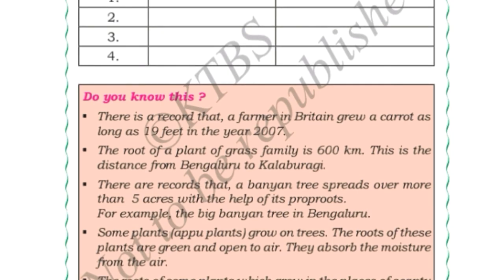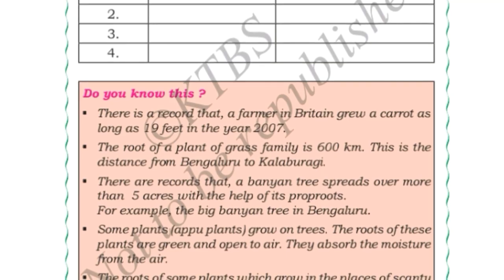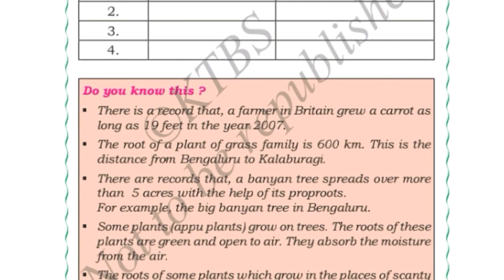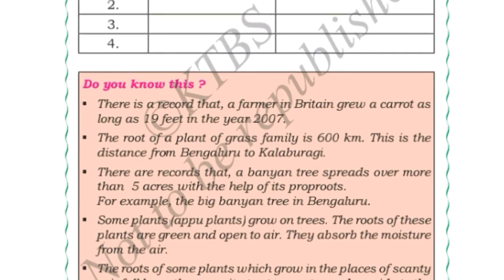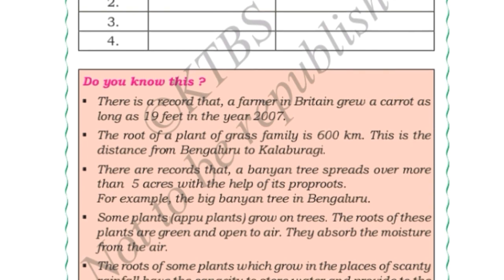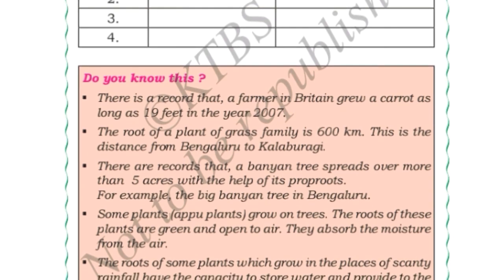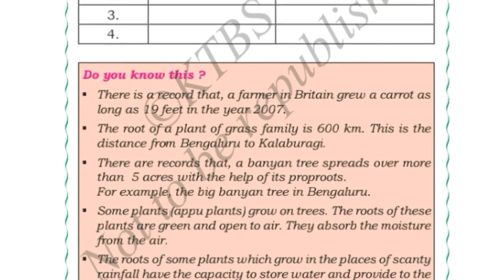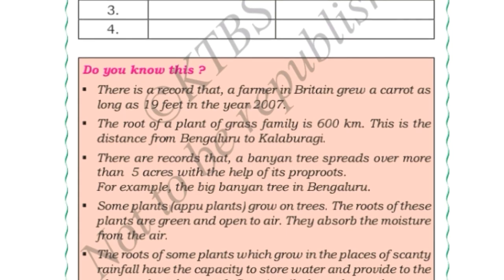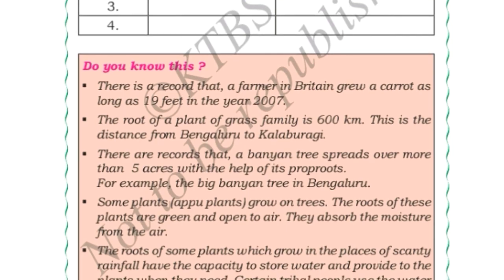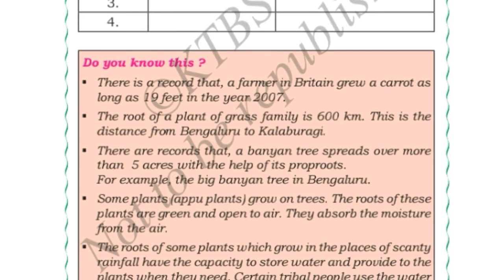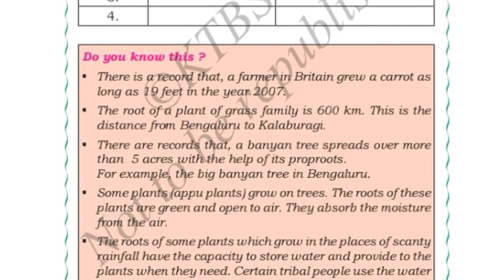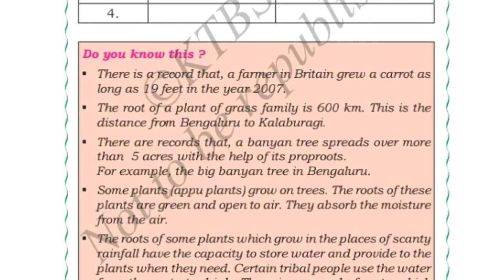Okay, next one. The roots of some plants which grow in places of scanty rainfall have the capacity to store water and provide it to the plants whenever they need it. Okay, then certain tribal people, the people who travel from one place to another, use the water from the root to drink. There is a record of a root which stored 70 kg of water. See, a plant had stored 70 kg of water in the roots. That is the capacity of the root. That root stores water and minerals and provides them to the plant whenever it is needed.